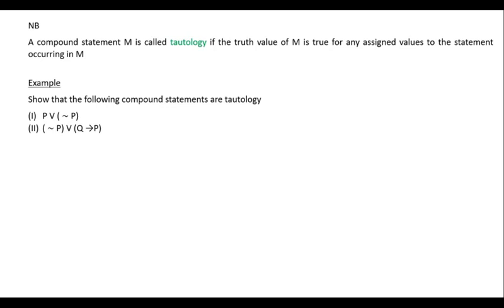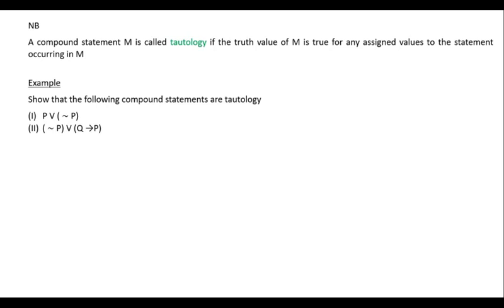A compound statement M is called a tautology if the truth value of M is true for any assigned values of the statements occurring in M. So what do I mean by this? It means whenever we have a tautology as a compound statement, the resultant truth values are all true statements. You will not see any false in there.